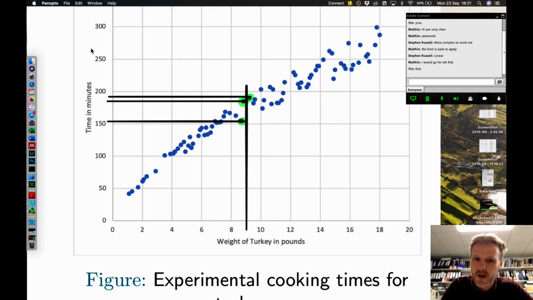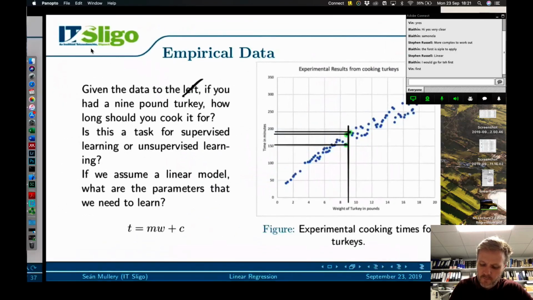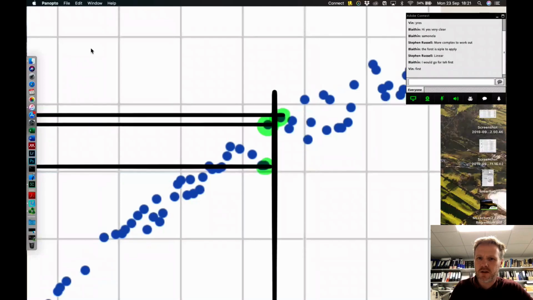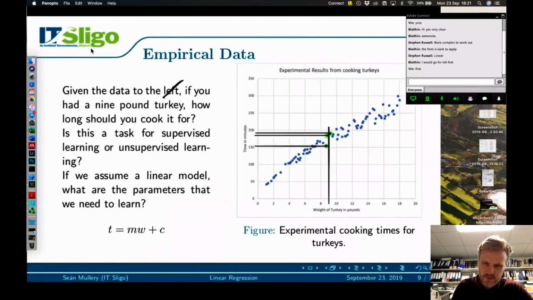So which of those would we pick? You can see that the problem is that we're trying to say how long we should cook a 9-pound turkey for by only looking at 3 pieces of data. So 3 turkeys that were around about that. And as you can see, there's a considerable difference between the different ones that we did.